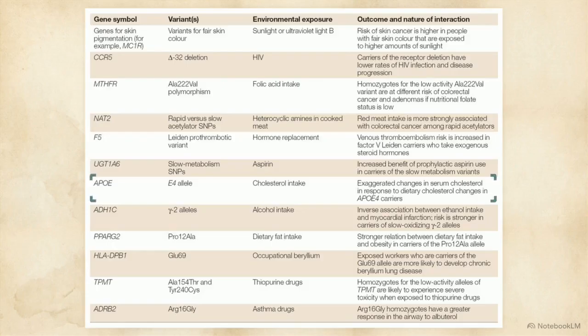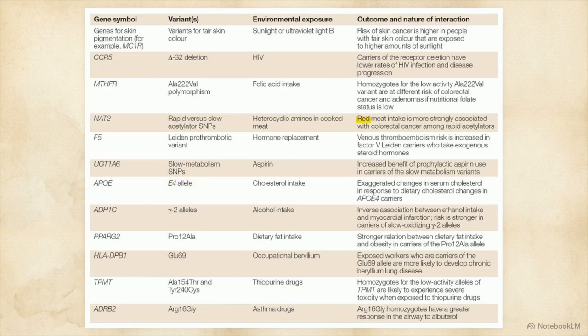This table catalogs specific examples of that interplay. Look at the APOE row. High dietary fat and cholesterol intake does not yield identical blood test results across a population. It triggers exaggerated serum cholesterol spikes, specifically in individuals carrying the APOE E4 allele.